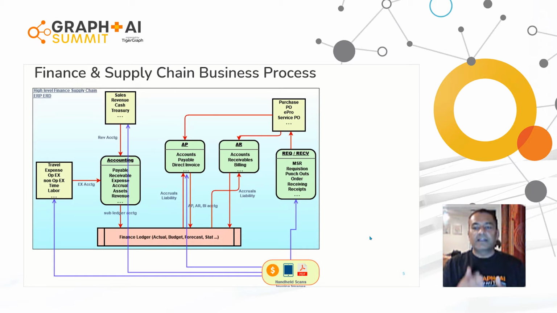Of course, there are some other supporting modules like travel and expense, operating expenses, time and labor, etc. But a typical business process looks like this. You have your procurement process, your payable process, your receivable process, your revenue process, and then you have your expenses, and at the heart of it, you have the accounting process.